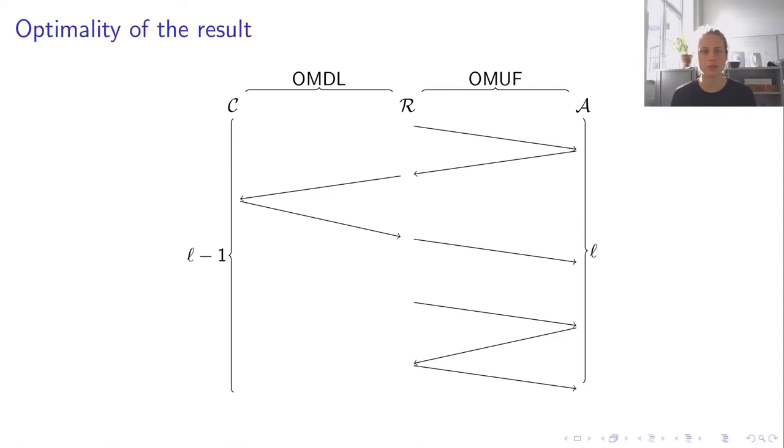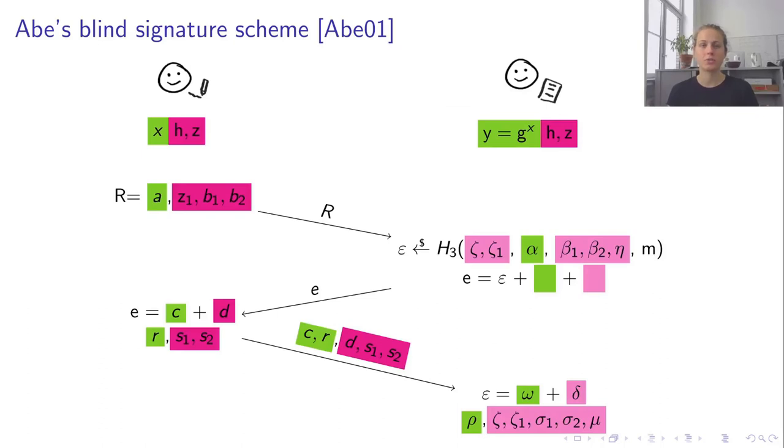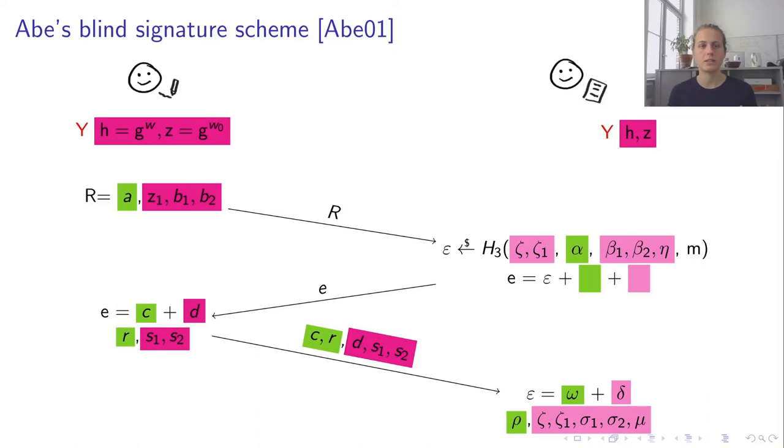Therefore, our reduction is optimal with respect to the amount of one-more D-log queries made. So let's consider what our reduction can do to simulate signatures. Because we're in the D-log setting, we only need to embed one challenge. And the reduction can do this in some different ways. So first, it could embed the D-log challenge in the public key.